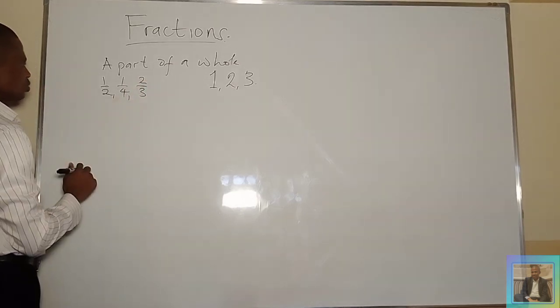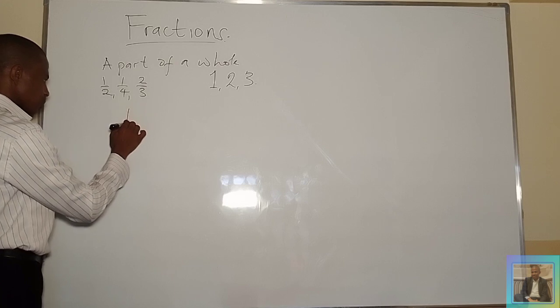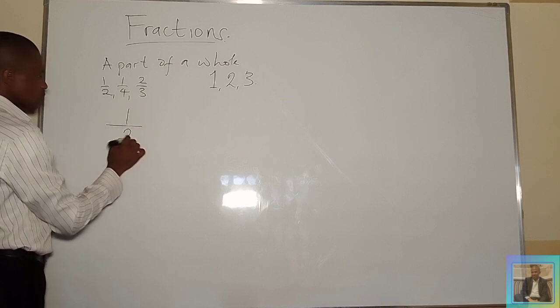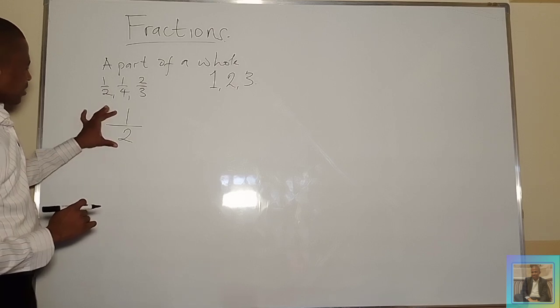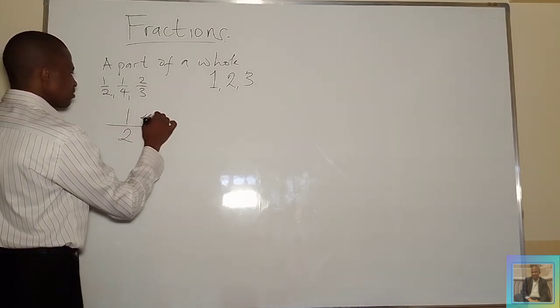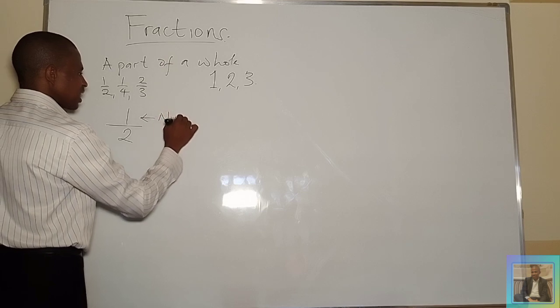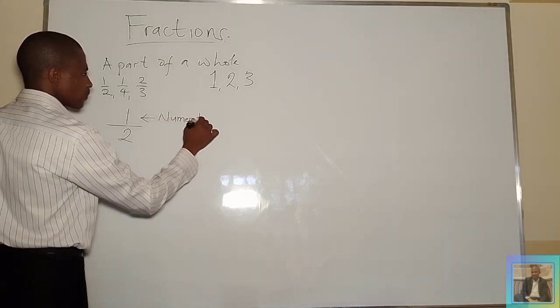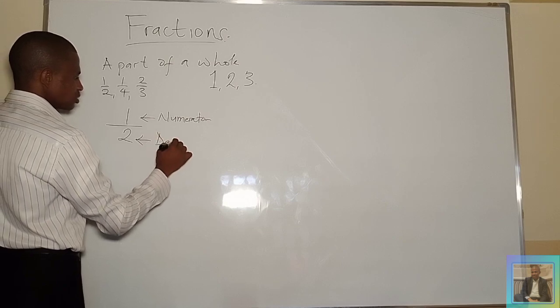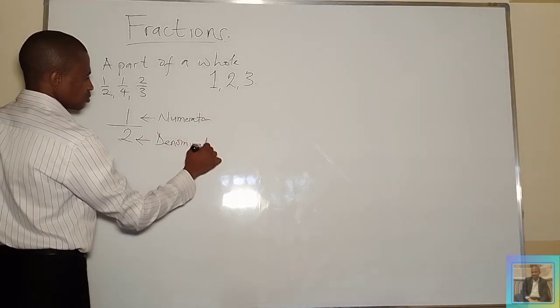In that way, how do we do it? The whole, we put it on top, and then the one that is a fraction, we put it below. So a fraction is a part of a whole, and it is represented by a numerator. Numerator is usually written at the top. And then what is written below is called the denominator.